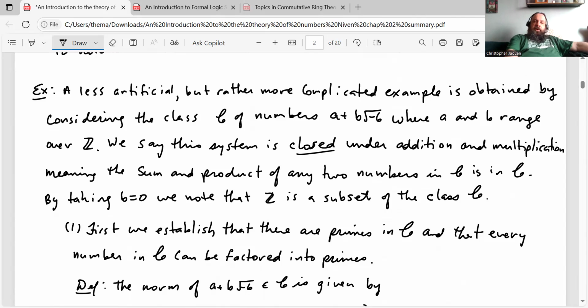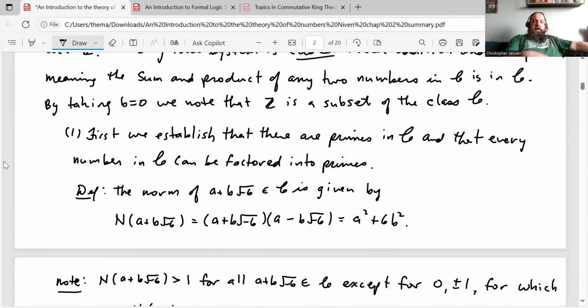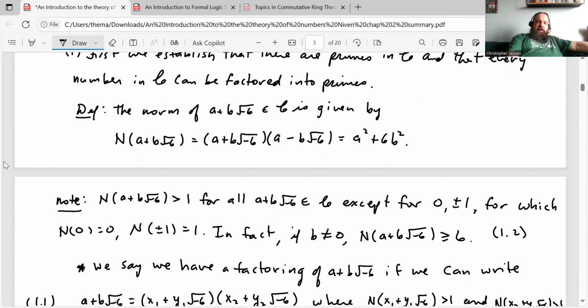We say that this system is closed under addition and multiplication, meaning that the sum and product of any two numbers in G is also in G. And by taking b equals 0, we note that Z is a subset of the class G, right? There's a few things that we have to note before we show that unique factorization fails in this class. So first, we establish that there are primes in G and that every number in G can be factored into primes. So we need a definition here.